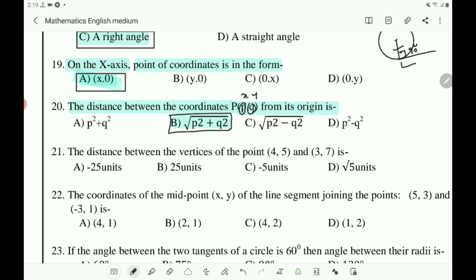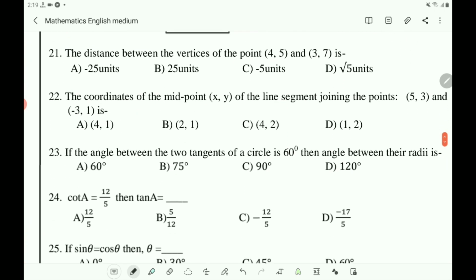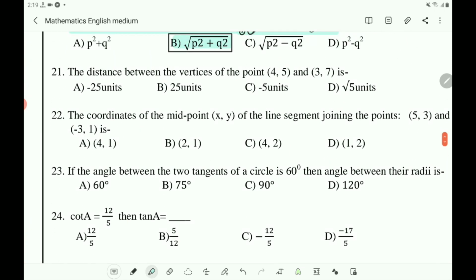Option B is the answer. Then you take the question number 21. The distance between the vertices of the point 4, 5 and 3, 7 is.